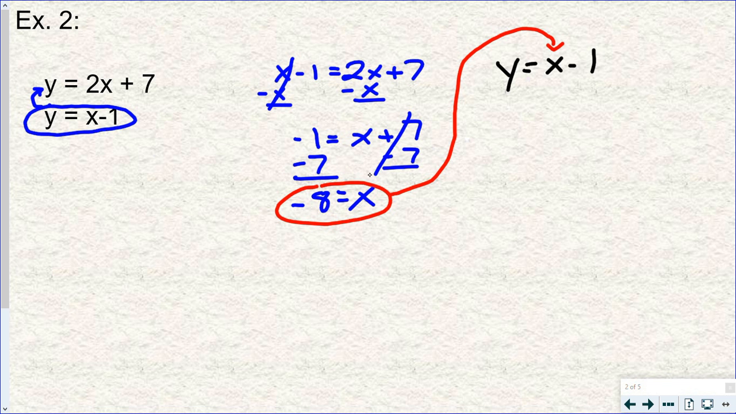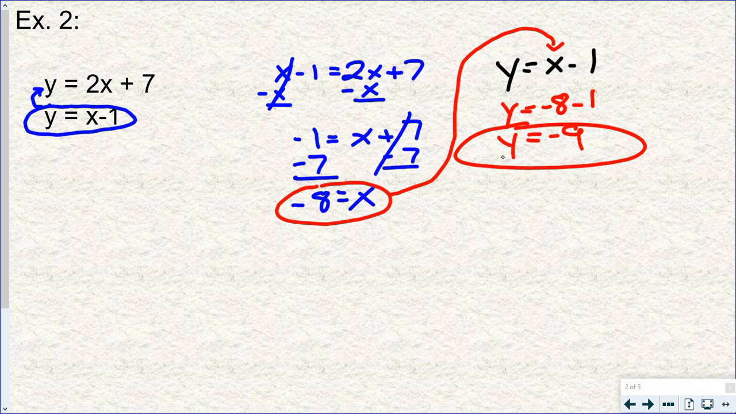Okay, so I'm going to plug in negative 8 for x. So y equals negative 8. That's an 8. My hand and my mouth don't always go together here. So y equals negative 9. So there's my x and y ordered pair. That's my solution. So the answer is negative 8, negative 9. That's a solution to both of these.